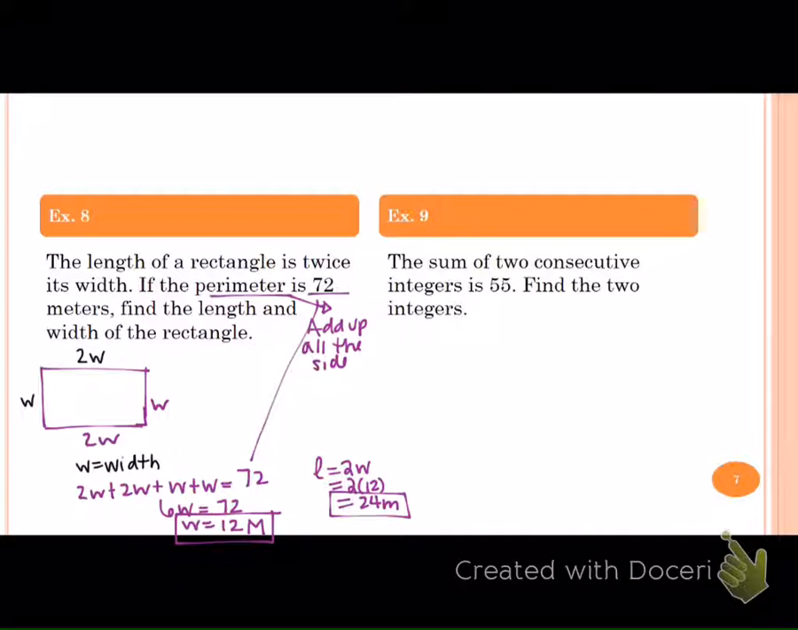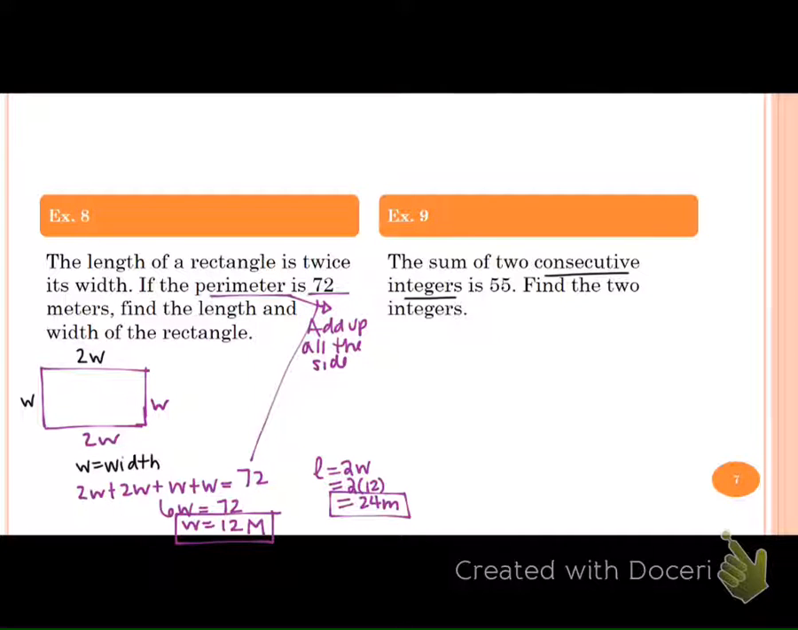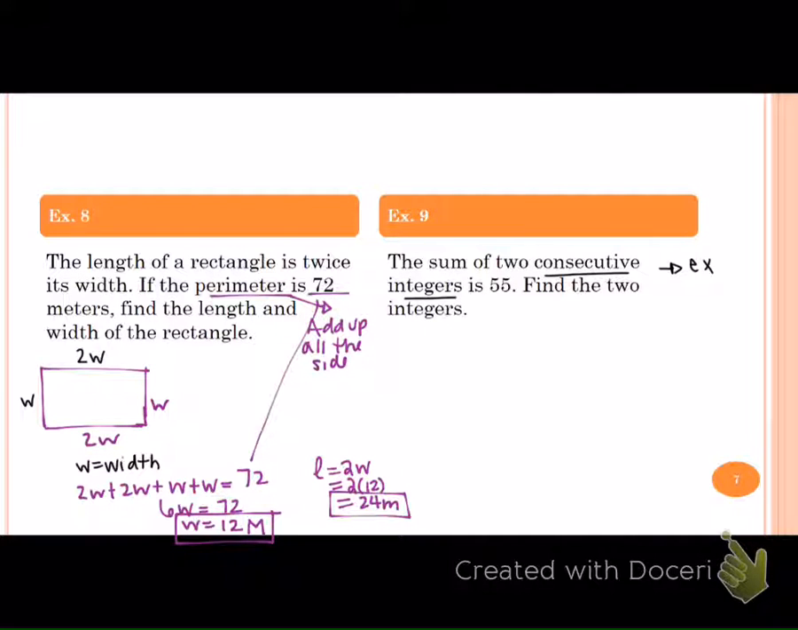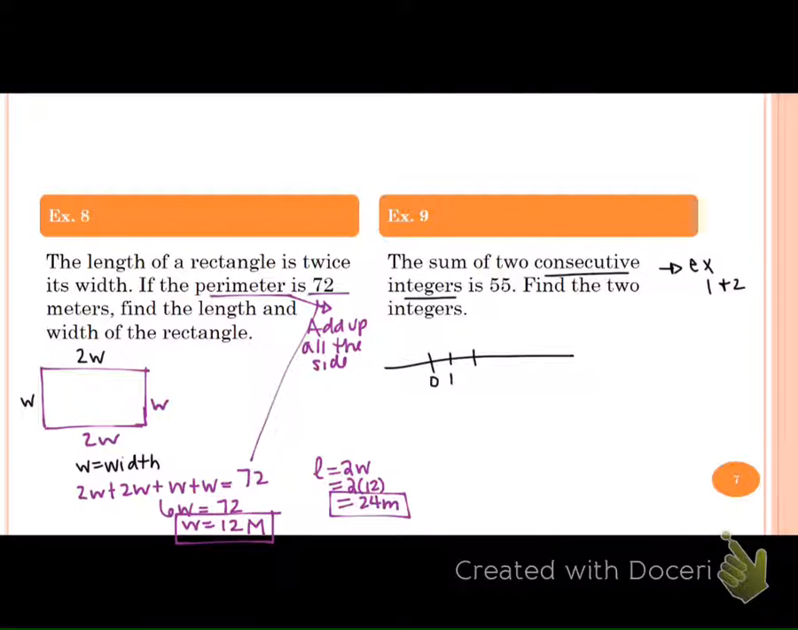You can. Go ahead. Okay, the sum of two consecutive integers is 55. Find the two integers. Who can tell me what a consecutive integer is? Give me an example of a consecutive integer. Go ahead, Lexi. Two numbers that are like right up. Yeah. So for example, 1 and 2 are consecutive integers, right? So if we're treating this as a variable, what's up?